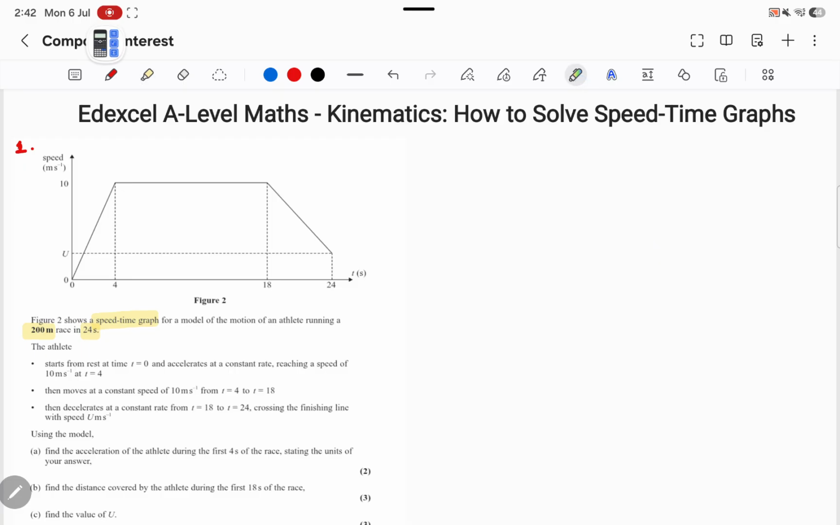starts from rest at time t equals 0 and accelerates at a constant rate, reaching a speed of 10 meters per second in the first 4 seconds. So in the first 4 seconds, the athlete starts from 0 and accelerates and reaches a speed of 10 meters per second.